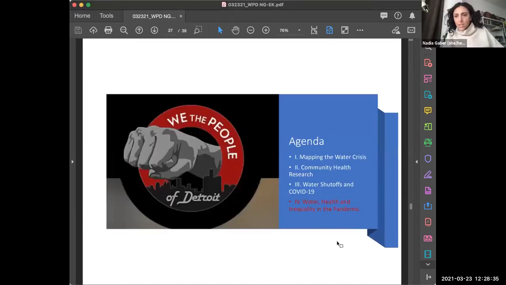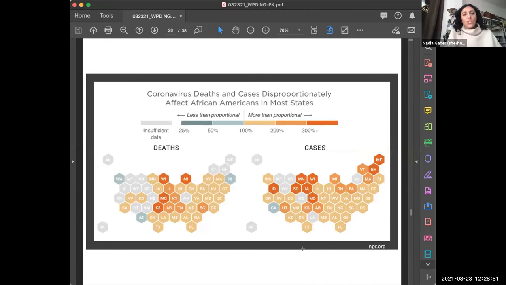So the next set of slides just kind of help us understand, as I think we've all been forced to over the past year, how the pandemic shows us the existing disparities that are only exacerbated by coronavirus as well as water shutoffs. So we knew that coronavirus, both cases and deaths, disproportionately affect African Americans. And at the beginning of this pandemic, as the research came through, actually Michigan had the highest racial disparities in both case rates and deaths of any state when it came to coronavirus.